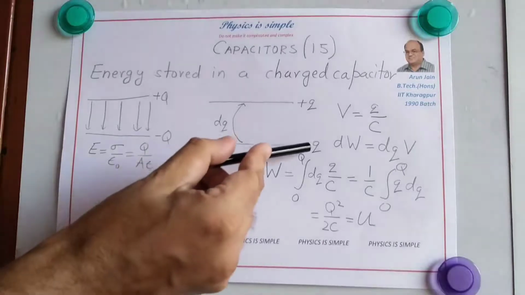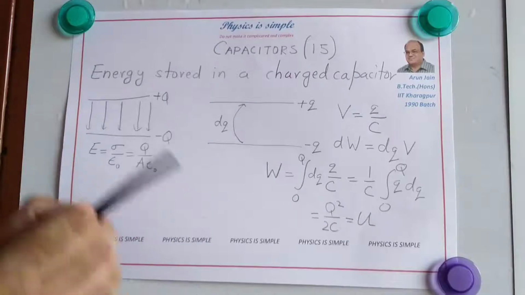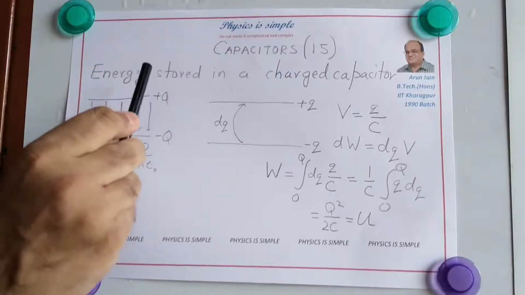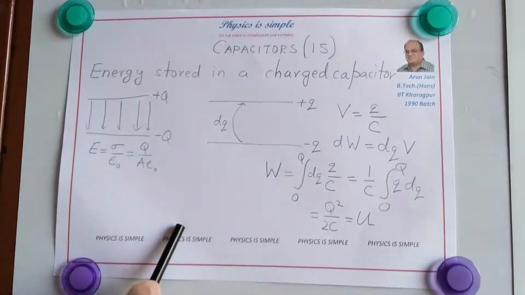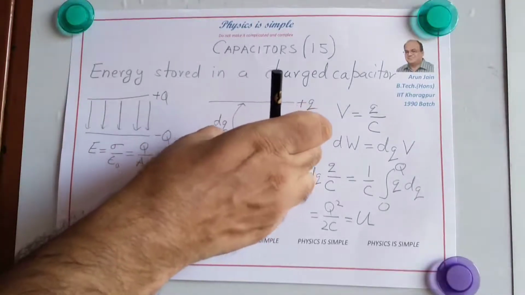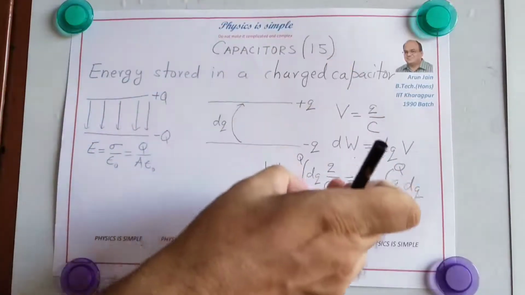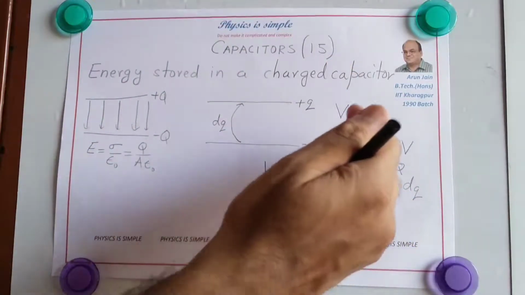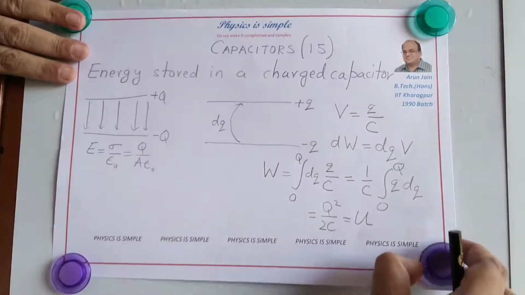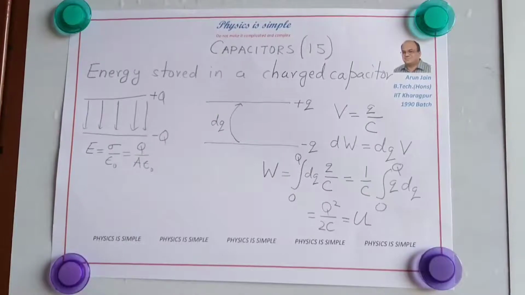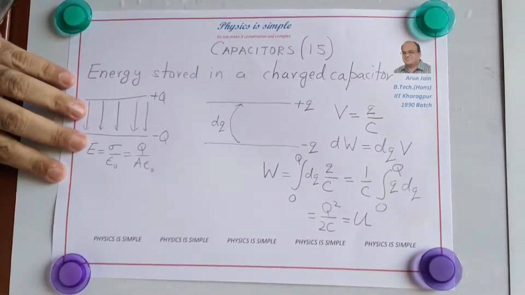So initially the plates were having no charge. Then finally the plates are having charge plus Q and minus Q. So some external agent has picked Q charge from the minus plate and put it on the plus plate, and that external agent is moving that charge in steps of dq, and therefore we get the potential energy stored in a charged capacitor as Q square by 2C.